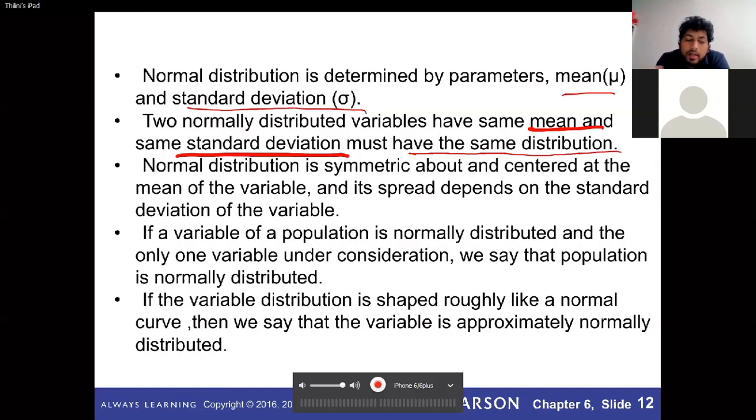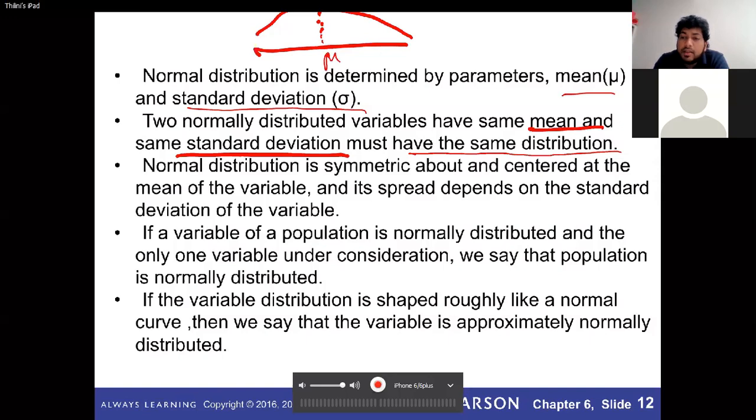A normal distribution is symmetric about its center, the mean mu. If the mean mu is 0, then it is symmetric about 0. If the mean mu is 1, then it is symmetric about 1. So a normal distribution is symmetric about its center, which we call the mean mu. If a population is normally distributed, with only one variable under consideration, we say that the population is normally distributed.